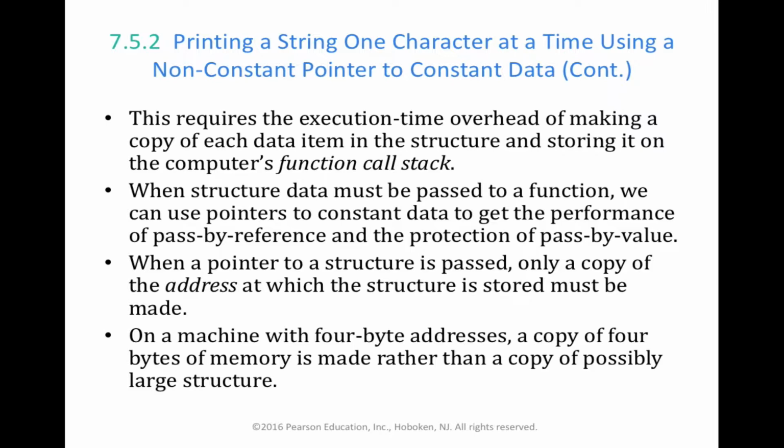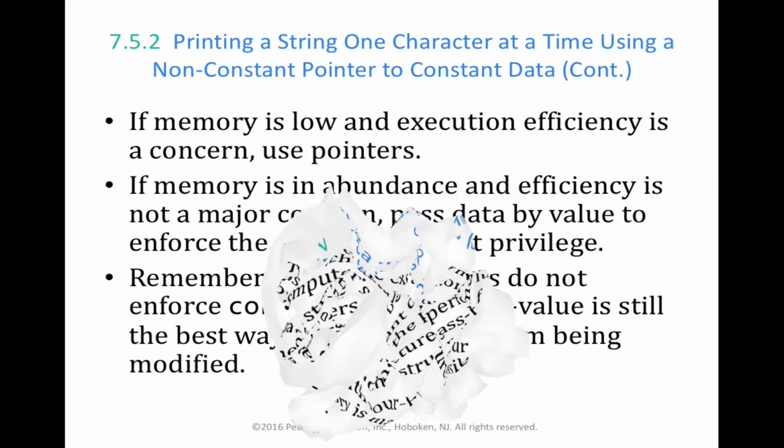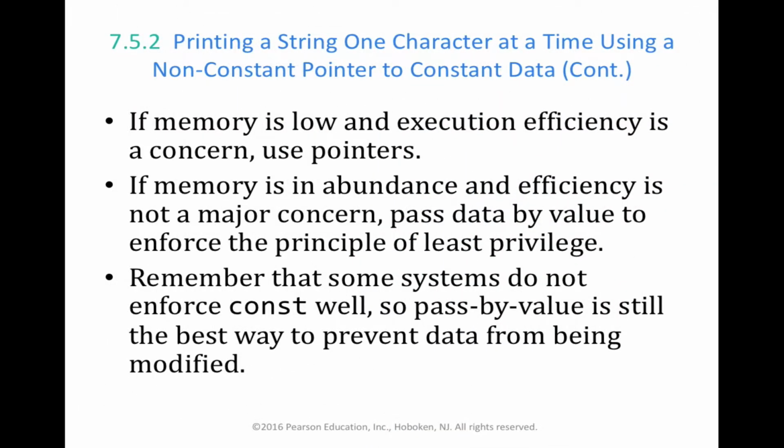When a pointer to a structure is passed, only a copy of the address at which the structure is stored must be made. On a machine with a 4-byte address, a copy of 4 bytes of memory is made rather than a copy of a much larger structure that may take way longer than 4 bytes. Basically, if memory is low and execution efficiency is a concern, we need to use pointers. If memory is in abundance and efficiency is not a major concern, pass by value enforces least privilege.